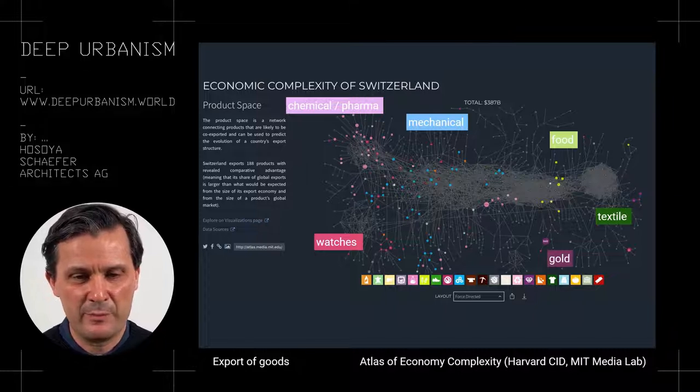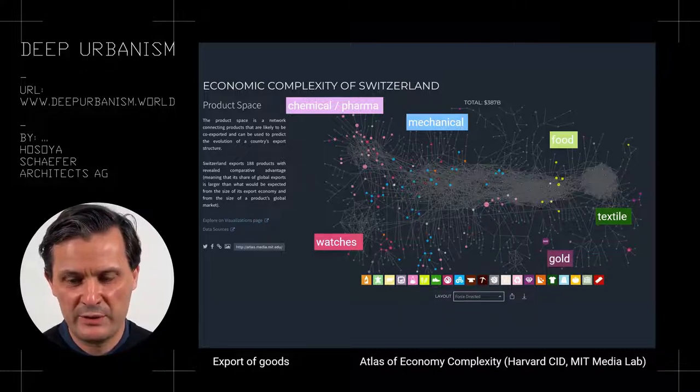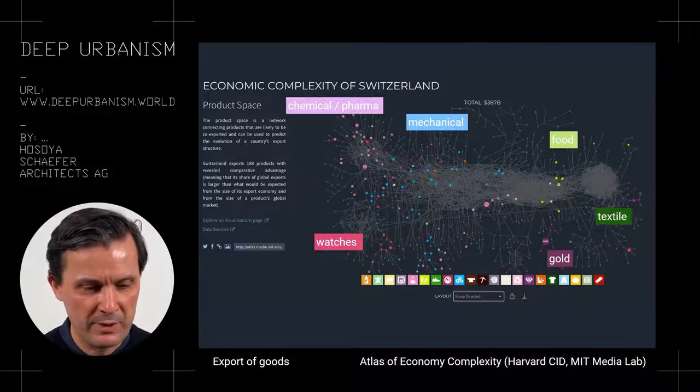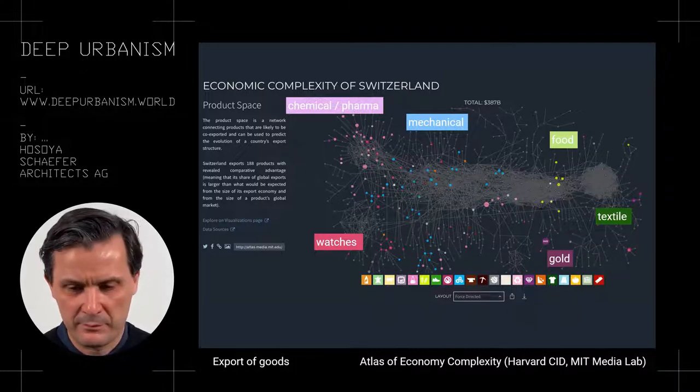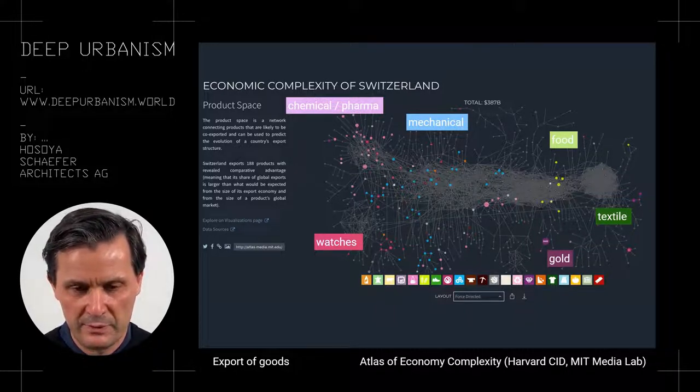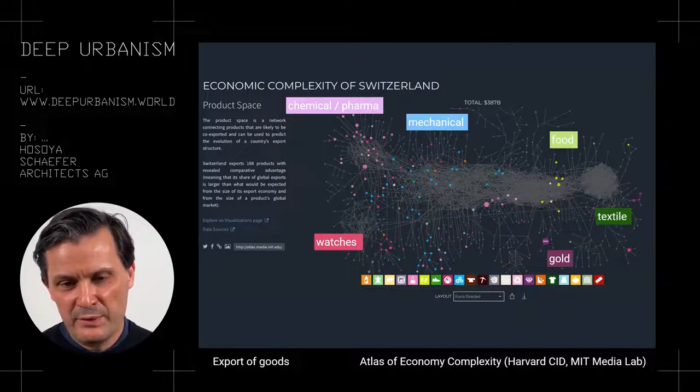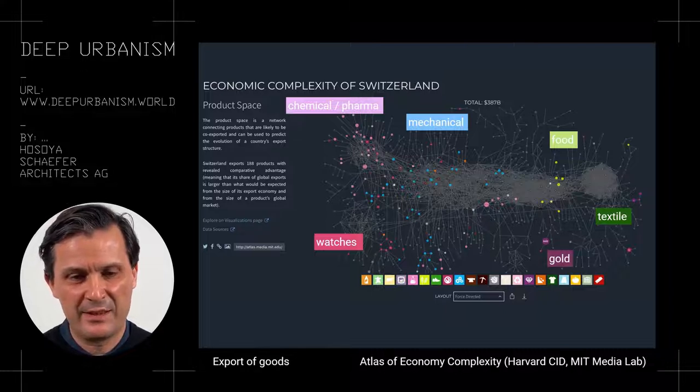Again, you see chemical, pharma, and mechanical at the top, what I just mentioned before. You see the watches bottom left, you see food, you see textile, you see gold. There's a big amount of gold production in Switzerland also, you know, turning them into standardized forms of gold storage, of course. So when you look at everything Switzerland produces, then you can see which products and product classes are similar to each other.